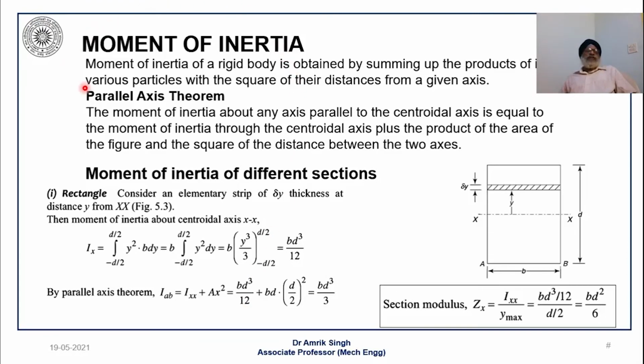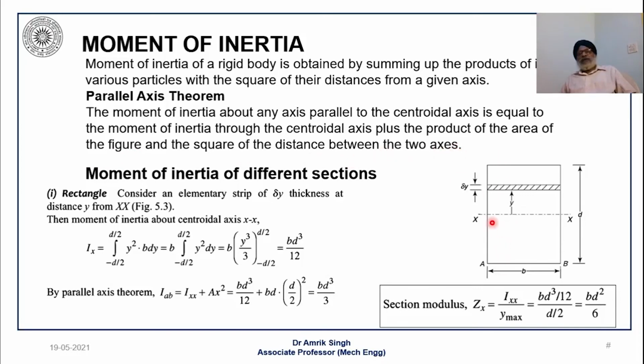So now we must know how to calculate the moment of inertia if we are not going to use a standard section. So what is moment of inertia? The moment of inertia of a body is obtained by summing up the products of its various particles with the square of their distance from a given axis. Now the parallel axis theorem says that the moment of inertia about any axis parallel to the centroidal axis is equal to the moment of inertia through the centroidal axis plus the product of the area of the figure and the square of the distance between those two axes.